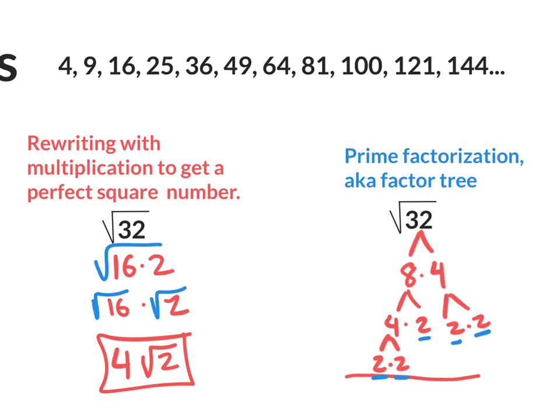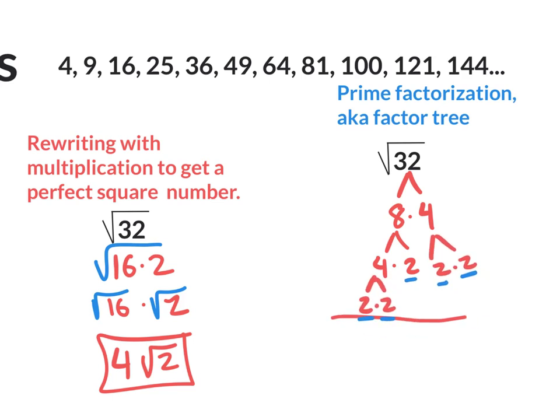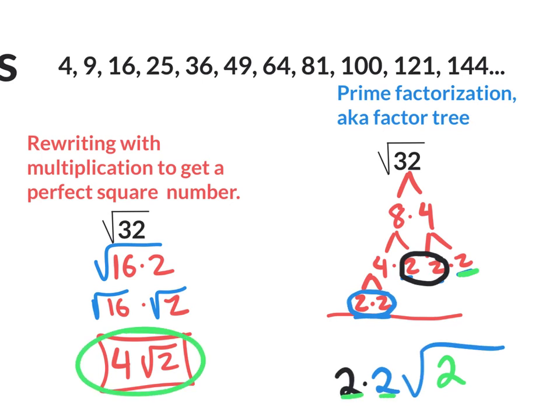And here's the fun part. What you could do is write your square root, and whatever pairs up, you write it one single time on the outside. So check this out. This 2 and that 2, you write it one single time on the outside. And then this 2 and this 2, you write it one single time out there, and you're going to multiply them. And that one single 2 that's left over, you leave it inside the radical. So if you look at that answer now, it's really 2 times 2, which is 4 square root of 2.